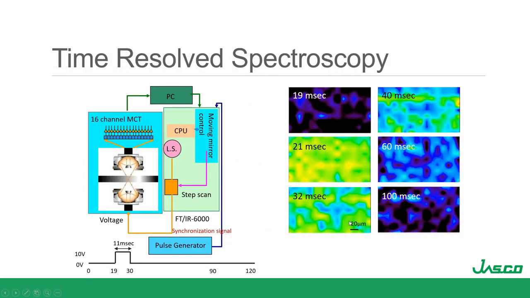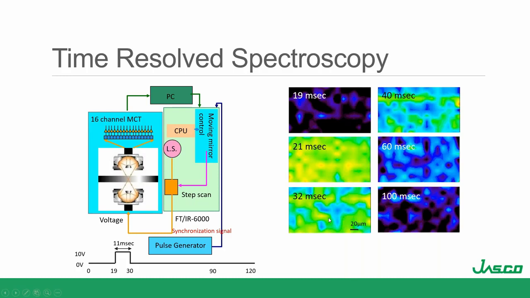Then the last technique I'm going to talk about is time resolved spectroscopy. This example is an LCD element. It's using a linear array, and the bench is set up for step scan. In other words, the mirror moves, you take a spectrum, the mirror moves, you take a spectrum, at a really, really high rate.